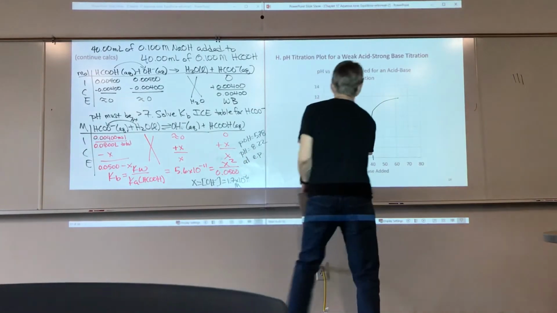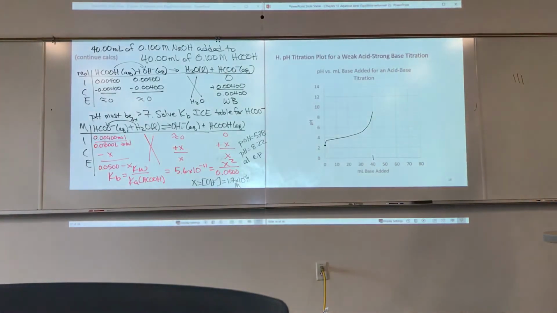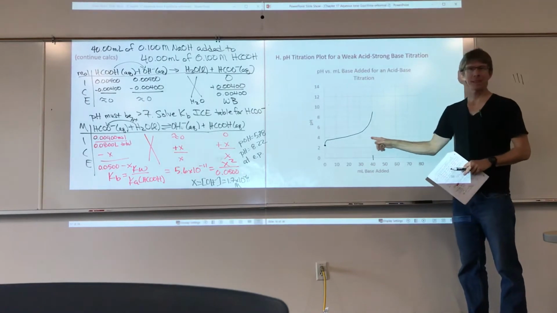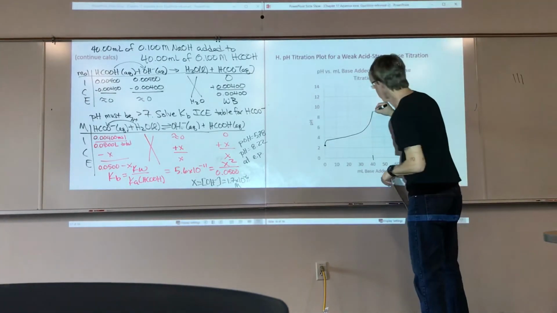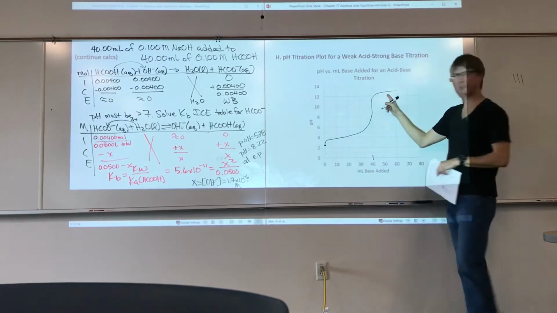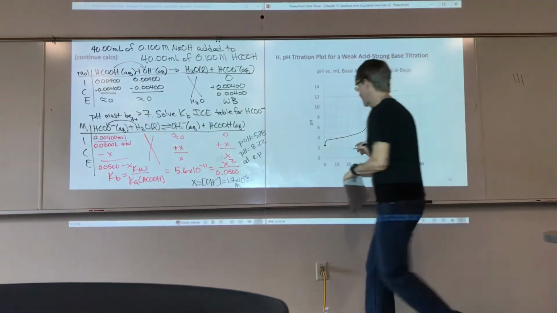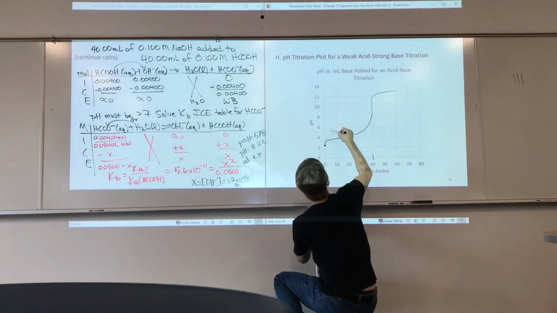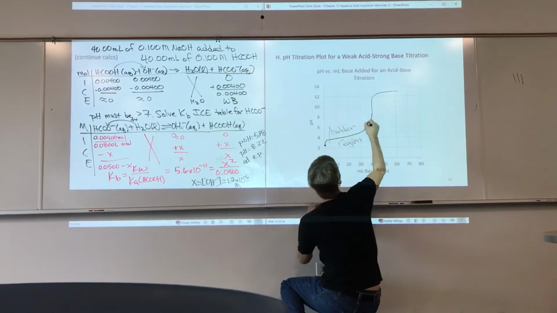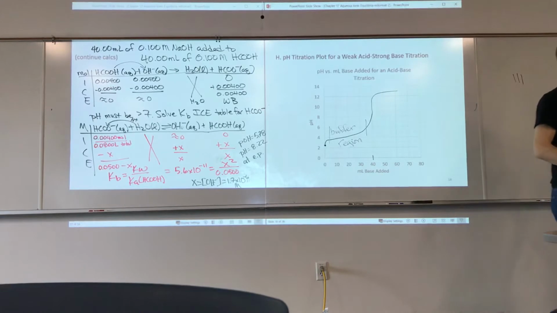Oh, hold on. So I'll tell you what I'm trying to draw. I'm trying to draw a more gentle slope here. And then it's still pretty flat up here. Loosely speaking, this is what's called the buffer region.